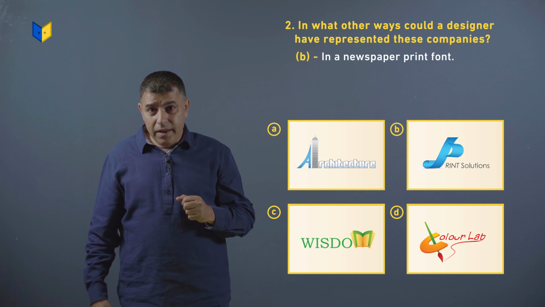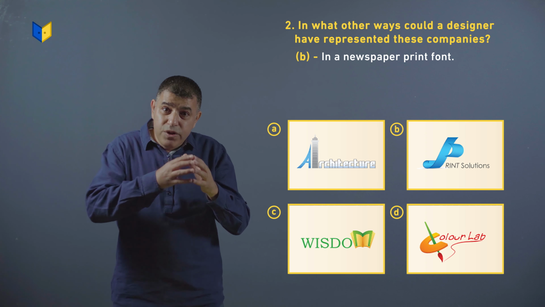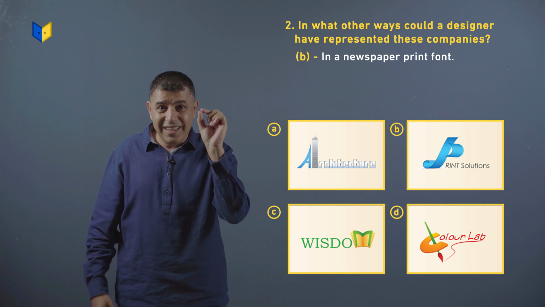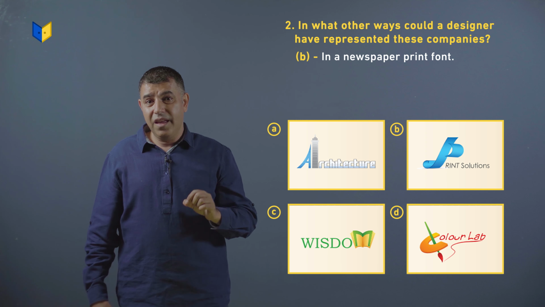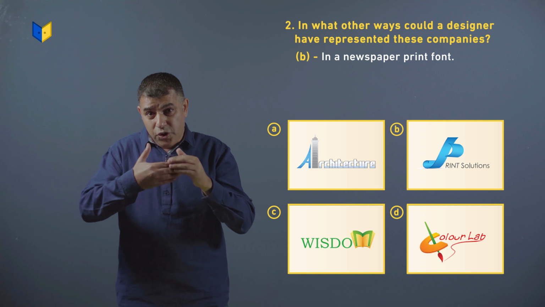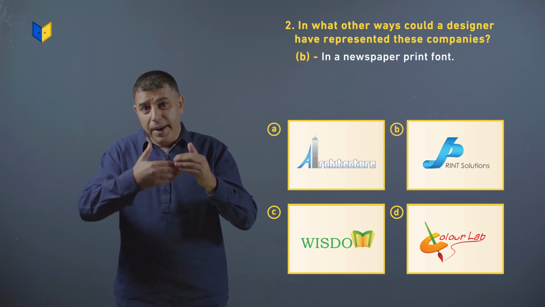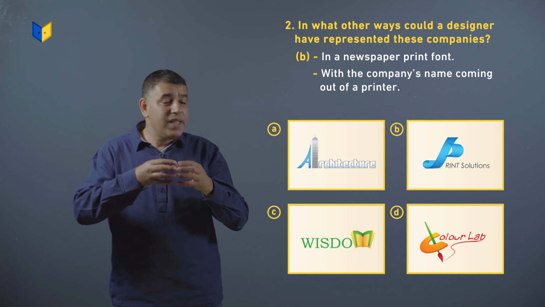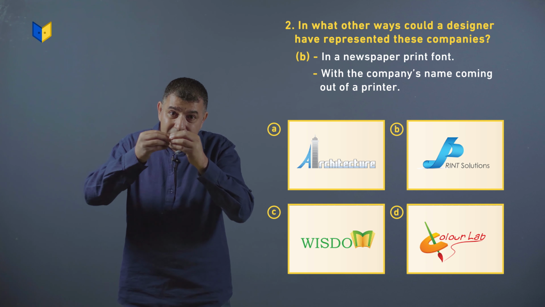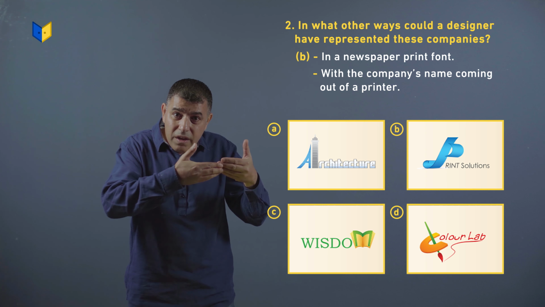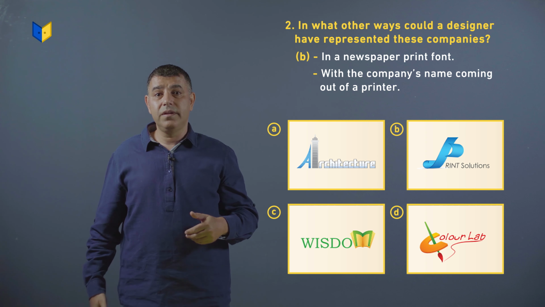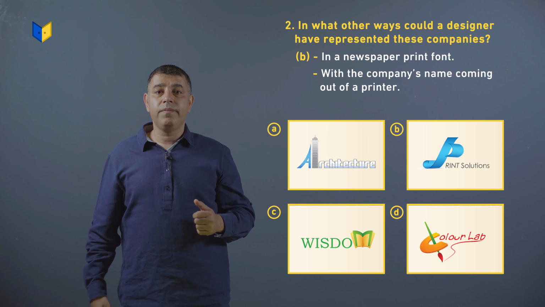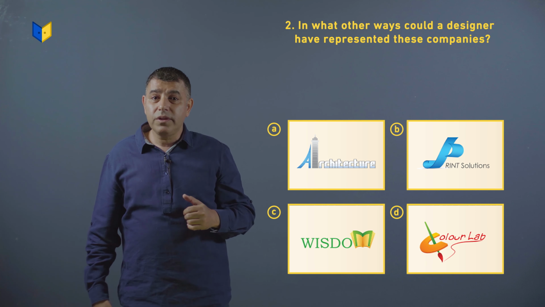Now in B, we can use a newspaper font, خط الجرايد. In this way, we can show that we are talking about paper. Or we can use the company's name coming out of a printer. اسم الشركة طالع من printer. صورة printer اسم الشركة طالع منها. Now what about C?